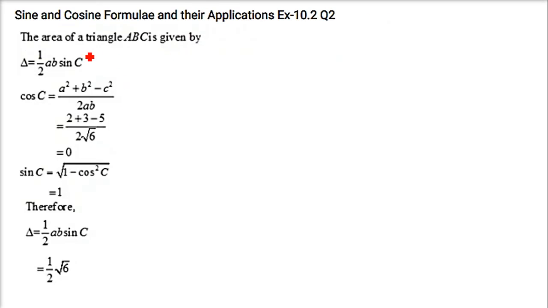Next one is, here in a triangle ABC, a is given as root 2, b is given as root 3 and c is given as root 5. We have to show that the area is root 6 by 2. So we know that the area is half into a into b into sine C. First let us find out the cos C, because we don't know any angle here. Since the sides are given, we can go for the angle cos C. In cos C, it will be a square plus b square minus c square by 2ab.